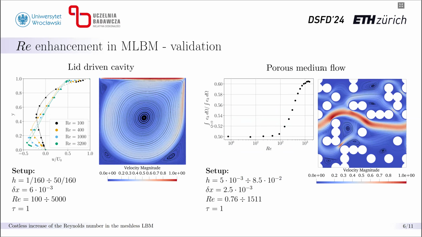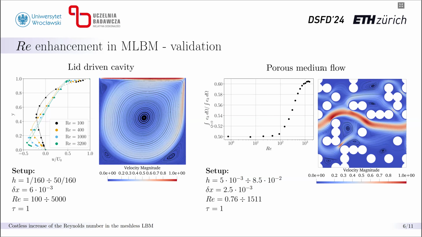As a general validation of the meshless scheme, we performed two tests, lid-driven cavity and porous medium flow. So in the first case, we were able to accurately reproduce velocity profiles along center lines for Reynolds numbers ranging from 100 to 3200.